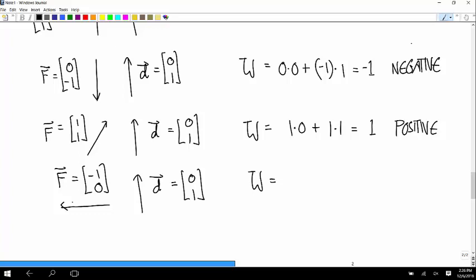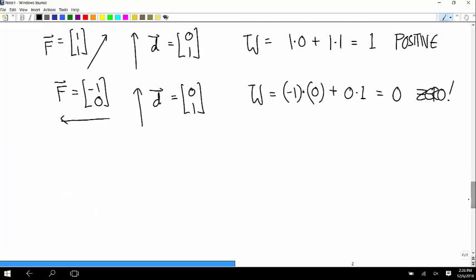Well, in that case, we'd have negative 1 times 0 plus 0 times 1, and you get 0. Okay, so if a force is applied to an object that's perpendicular to the direction it's moving, that force does no work. It's not doing anything to increase or decrease the speed at that instant.